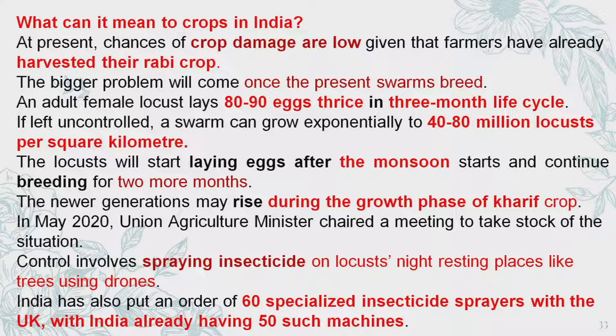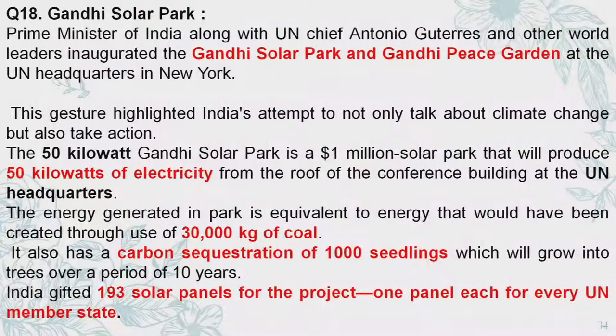Now we are going to control the insects by malathion insecticide spray, malathion. Even though the chemical was banned, we are going to use the compound for killing the locust. India has also placed an order for 60 specialized locust sprayers with the UK, with India already having 50 such machines for malathion spraying to control the locust attack on Indian crops. So that's the locust. Then there are another two words.